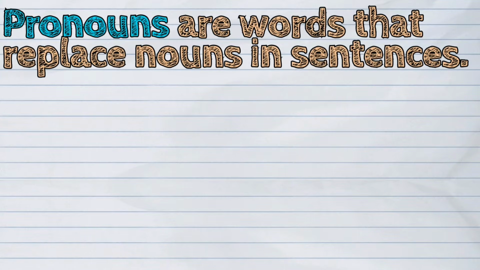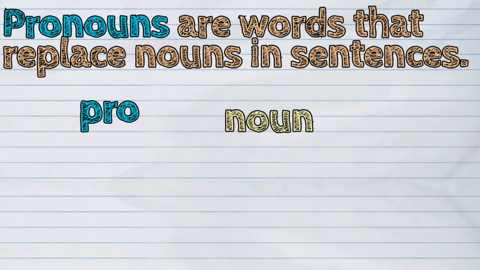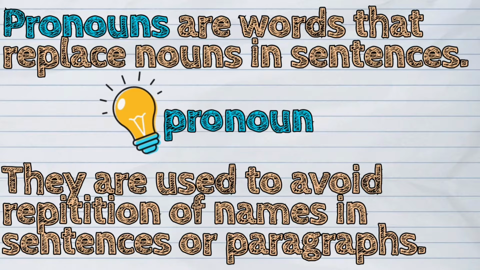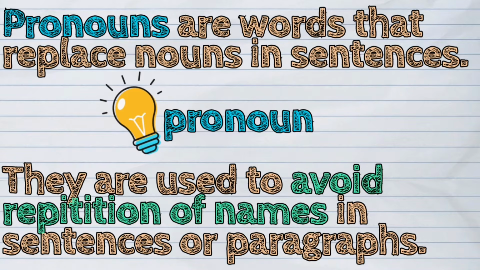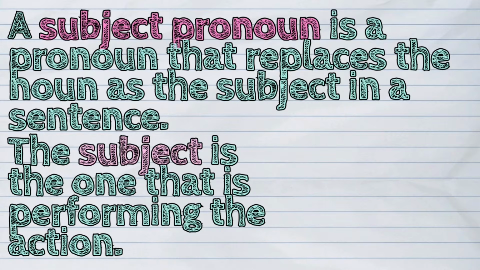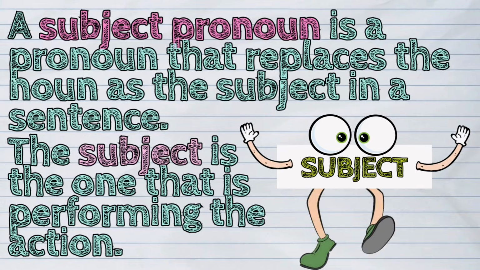Pronouns are words that replace nouns in sentences. They are used to avoid repetition of names in sentences or paragraphs. A subject pronoun is a pronoun that replaces the noun as the subject in a sentence. The subject is the one that is performing the action.